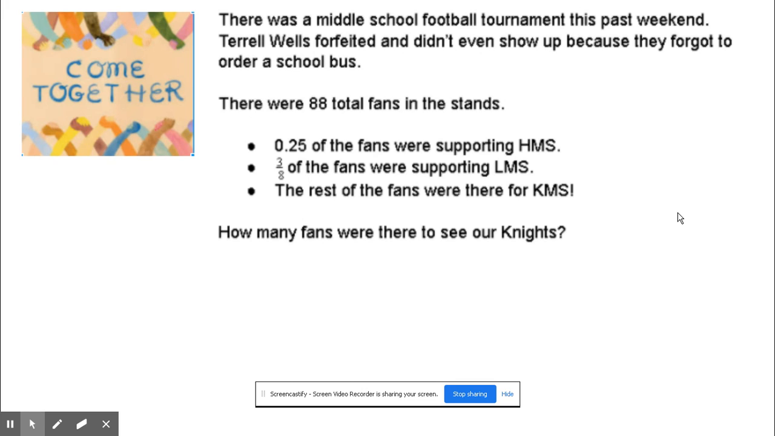Next, there was a middle school football tournament this past weekend. Tara was forfeited and didn't show up because they forgot to order a bus. There were 88 total fans in the stands. 1/4 of the fans were supporting HMS, 3/8 of the fans were supporting LMS, and the rest of the fans were there for KMS. How many fans were there to see our Knights?